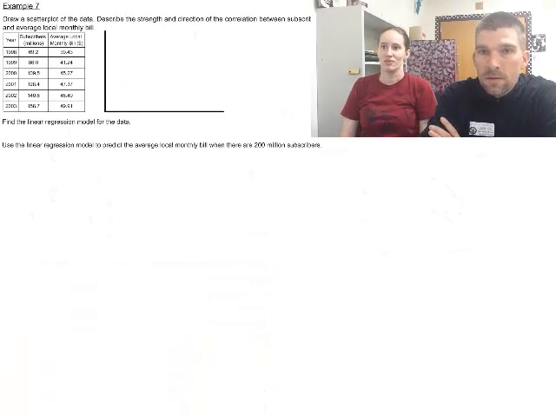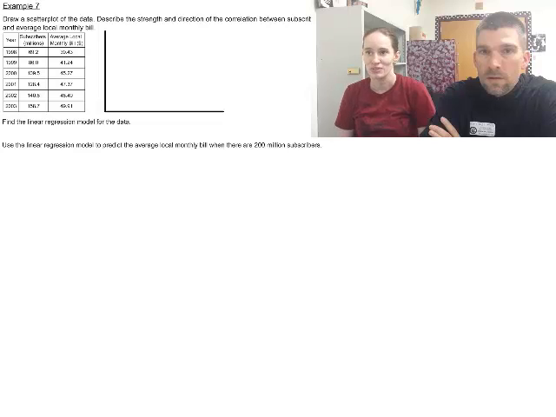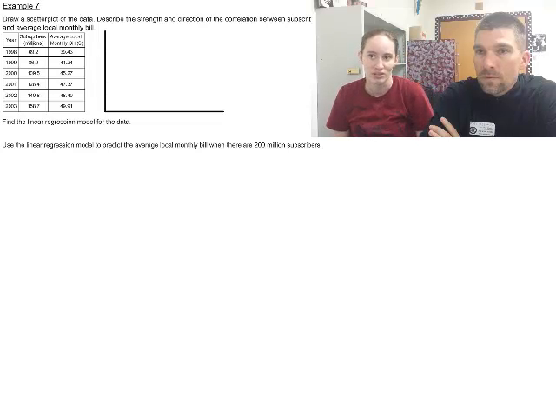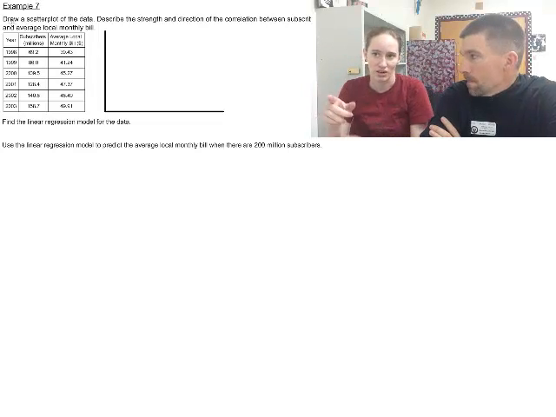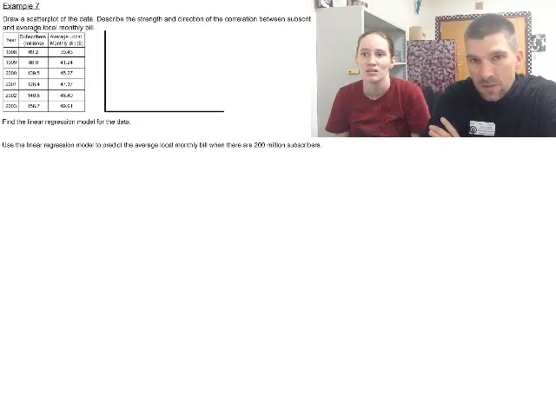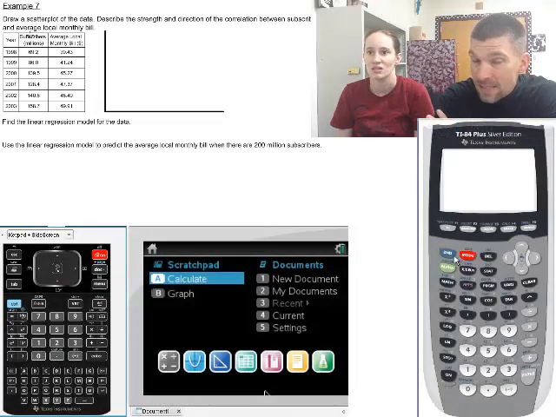Okay. Example 7. Draw a scatter plot of the data. Describe the strength and direction of the correlation between subscribers and average local monthly bill. Because it just asks us to look at the correlation between subscribers and average local monthly bill, we're just going to plot those two parts of our table, not using the years for this particular question because they aren't asking about time at all.